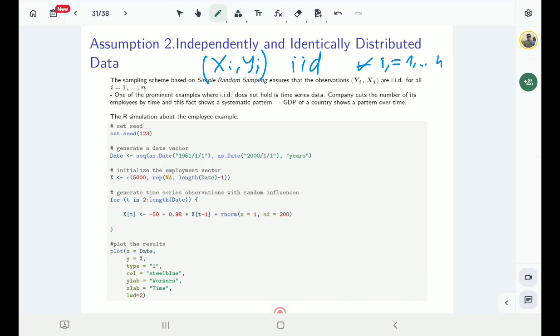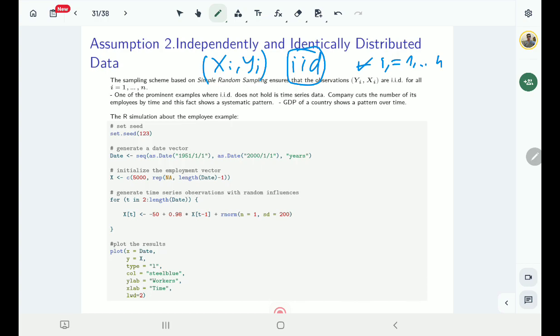So basically, the likelihood of all observations to be in your sample is the same. All elements of the population are equally likely to show up in your sample. And if that is the case, then you have a simple random sampling scheme, or in other words, you have the IID assumption satisfied.